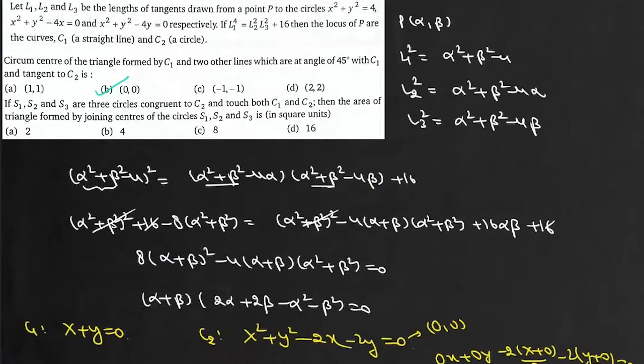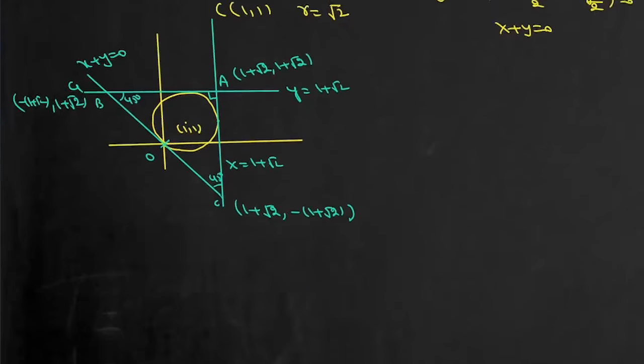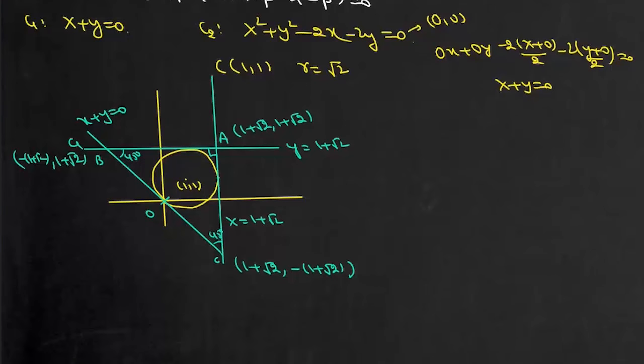Now this second question is, if S1, S2 and S3 are three circles congruent to C2 and touch both C1 and C2, then area of triangle formed by joining centers of S1, S2 and S3 is. So now basically we have C1 and C2, and it says we have three circles which are congruent to C1 and which touch both C1 and C2.